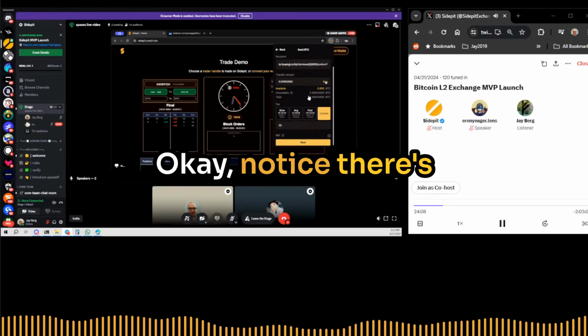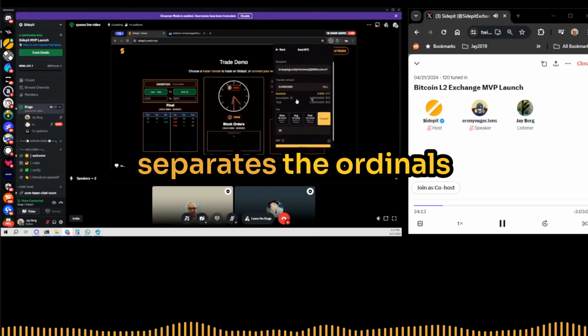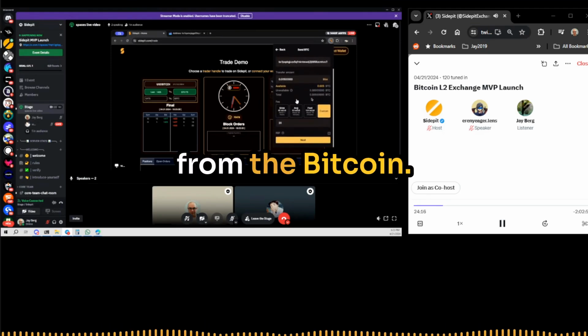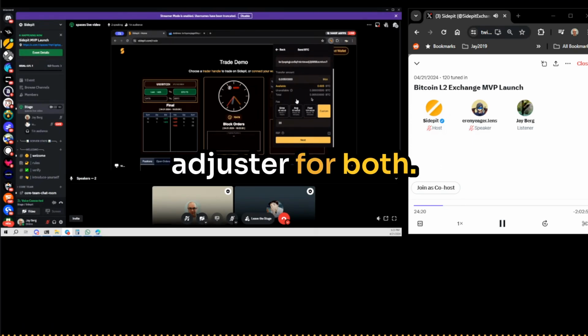Yep. Okay, notice there's two balances. You have an available and an unavailable. Turns out Unisat separates the ordinals from the Bitcoin. This is how we're able to use the same address twice for both.